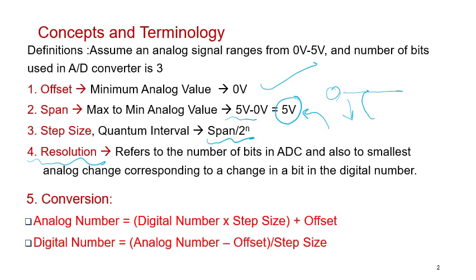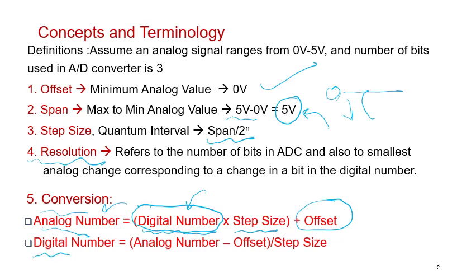Now, if I want to do the conversion to analog, the analog number is equal to the digital number multiplied by the step size plus the offset. That means I need to convert from digital to analog, so I will put the digital here. Of course, we are putting the digital in decimal form, not in binary.